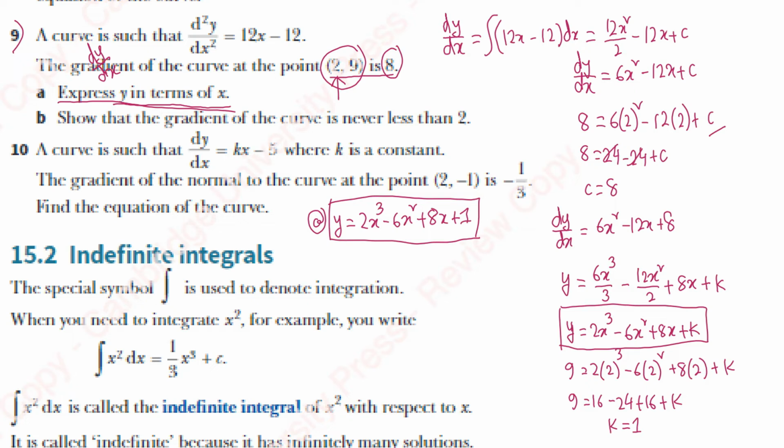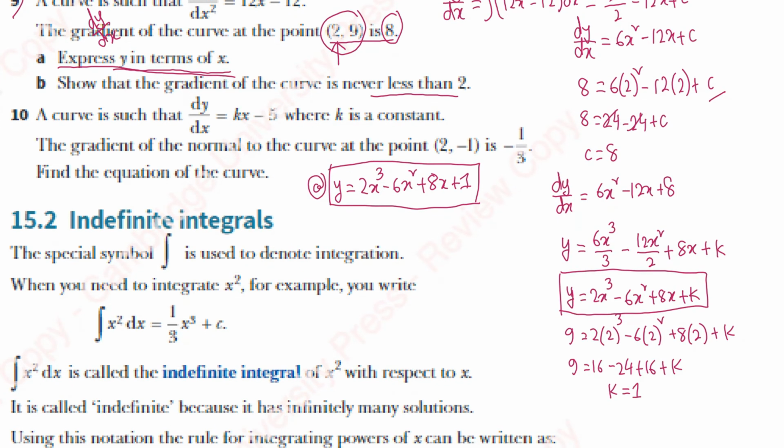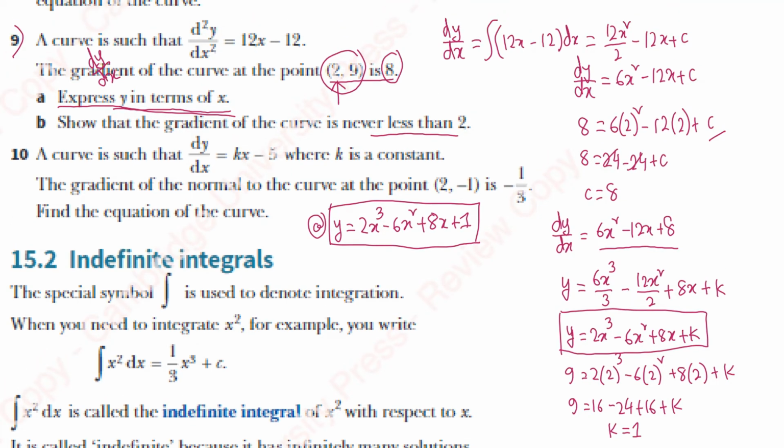So we did the same here. Now the second question: show that the gradient of the curve is never less than 2. How to do that? We have the gradient expression, which is 6x squared minus 12x plus 8. If we differentiate that, it gives us the double differentiation, which is 12x minus 12.